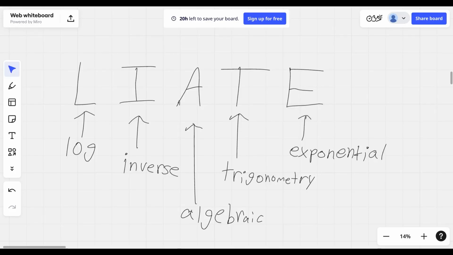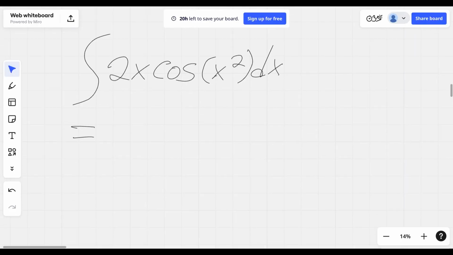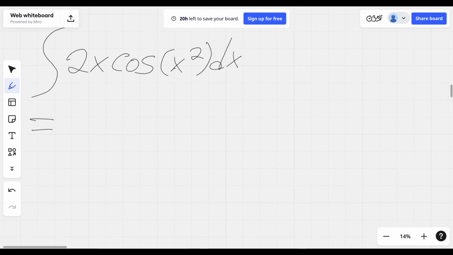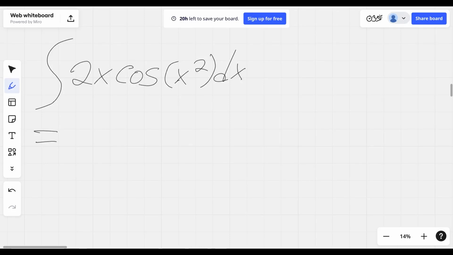Let's take a look at this integral. So, to solve this integral, at first it looks really complicated, but it's not that hard when you use U-sub. So the first thing we're going to do is choose our U value. So here we're going to pick x squared as our U value.